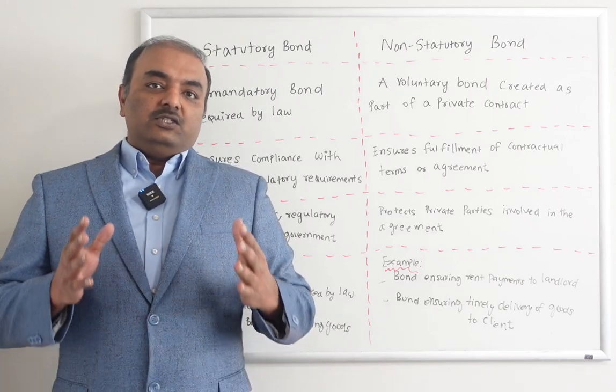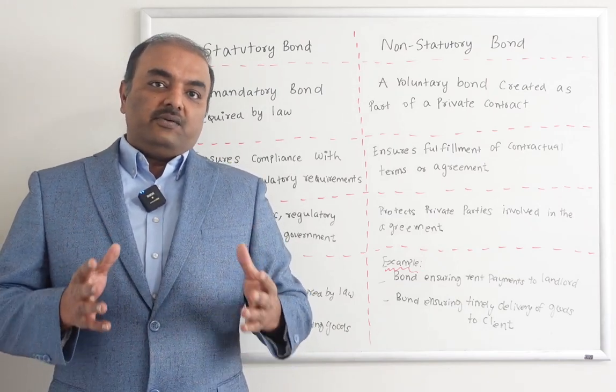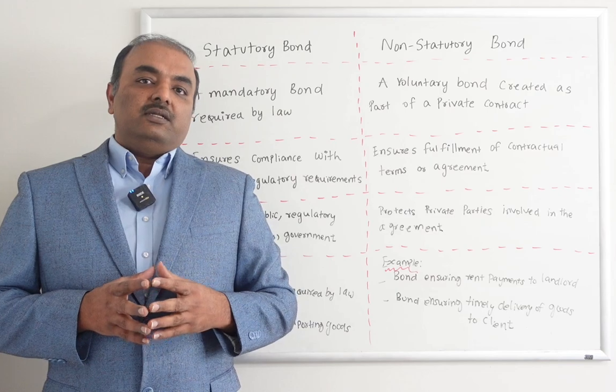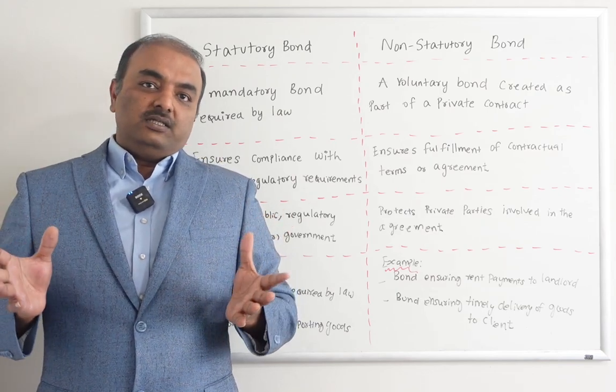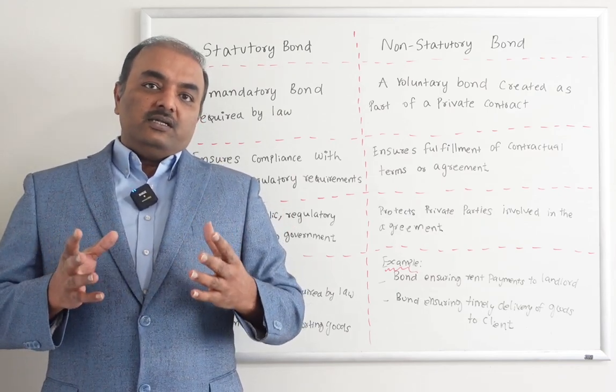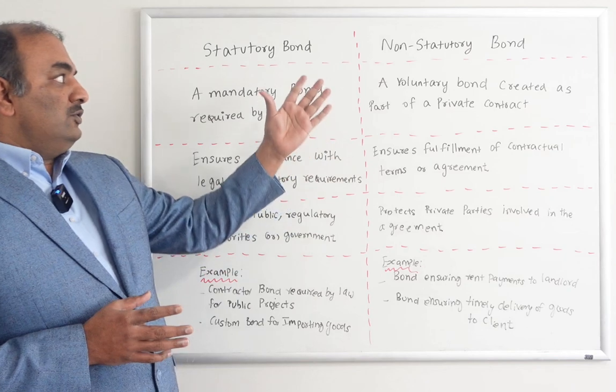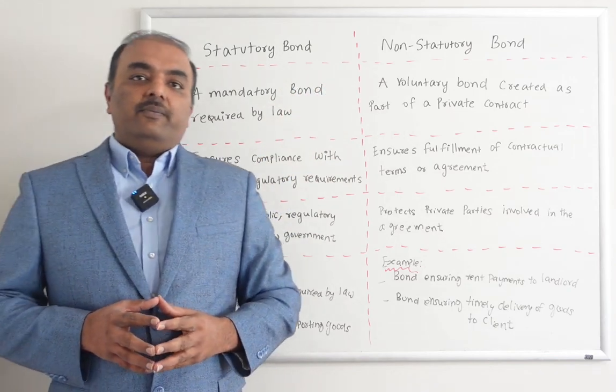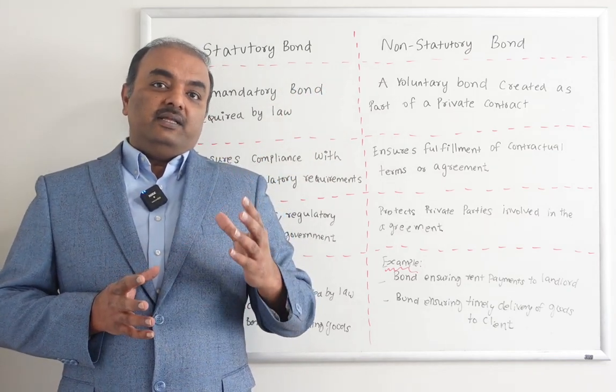In short, statutory bond is nothing but a bond that is required by the government entities for any construction project or anything related to governments or laws. Whereas non-statutory bond is required by private companies, it's not mandated by the governments.